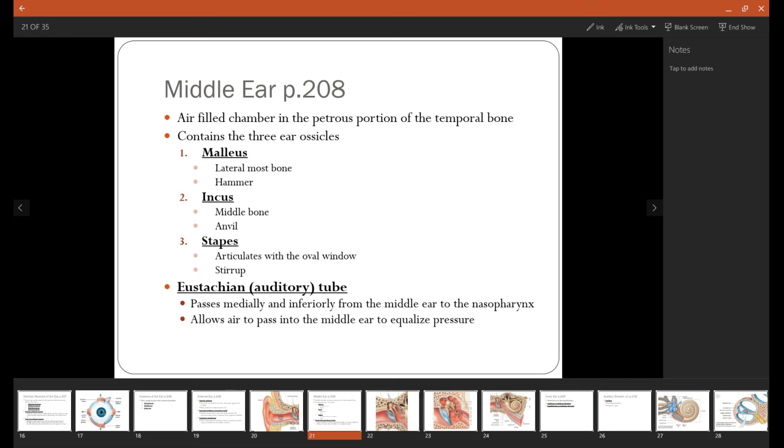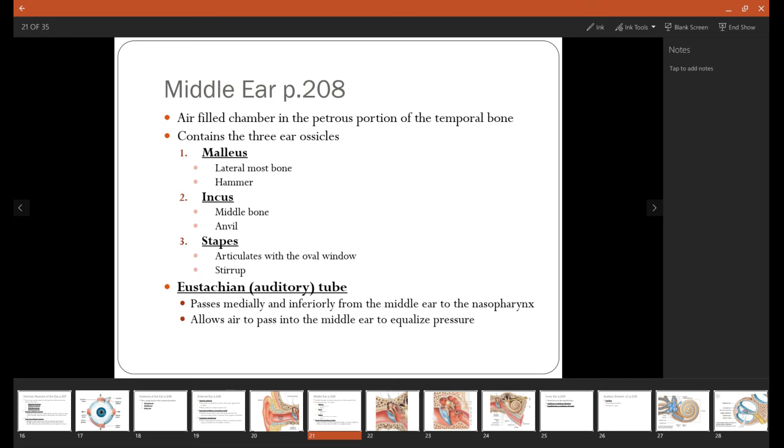The middle bone is called incus, which is named after an anvil. And if you don't know what an anvil is, that's all right. It's just something that people are able to hammer metal on. Or also the anvil is what used to fall out of the sky and hit the coyote on the head from the old cartoon.